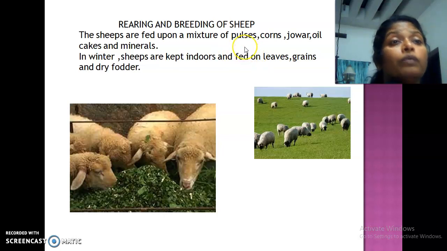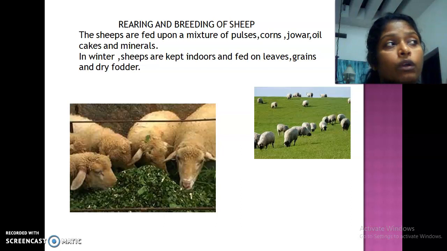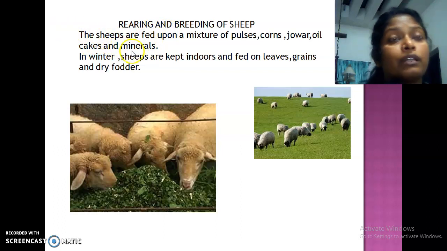And along with the grasses they are given pulses, corn, jowar, and oil cakes. Oil cakes are nothing but the leftovers, like coconut. From the coconut we get coconut oil, so whatever is left behind is called the oil cakes. Then minerals are added so that there is no deficiency in their diet.